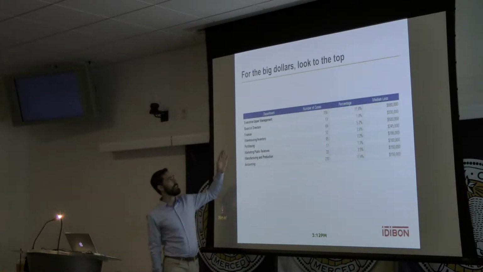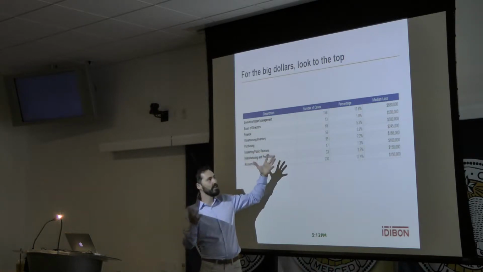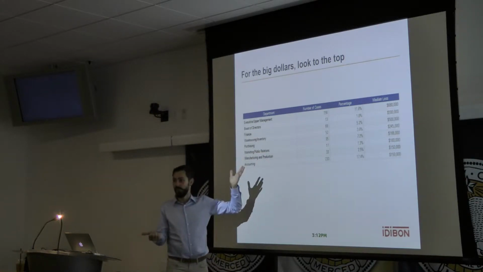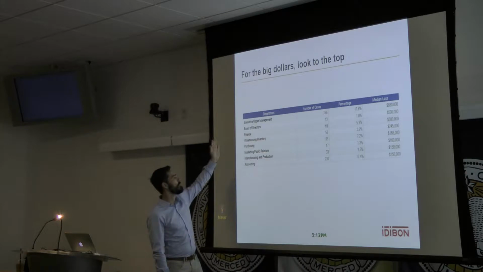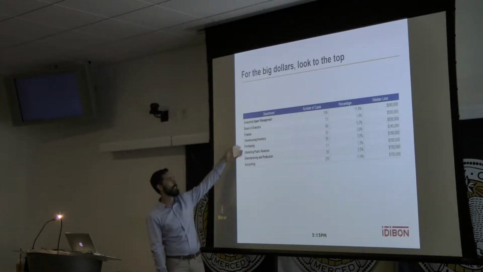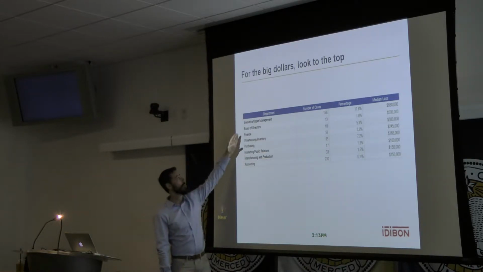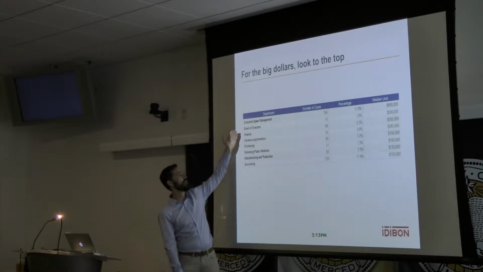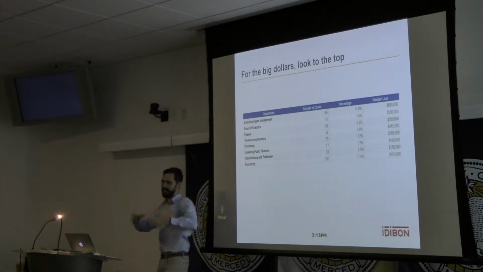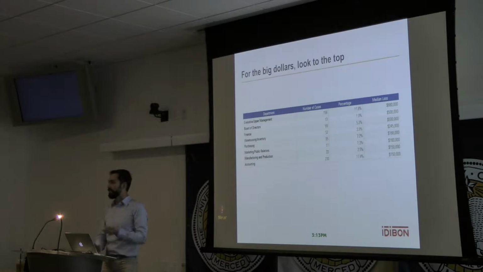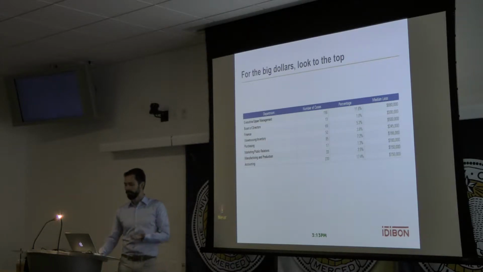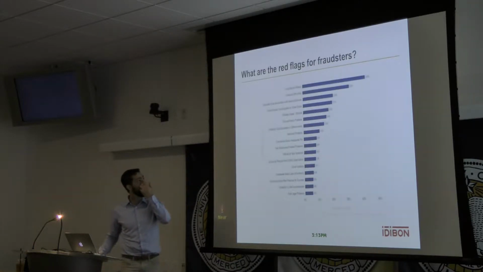So when it comes down to it, if you want to care about the big dollars, what you care about are the people at the top of the food chain, right? So yes, lots of people in purchasing and accounting and warehousing and inventory can steal stuff, but it's really upper management, executives, board of directors, and people in the finance departments that are really doing a lot of the fraud that is high dollar.